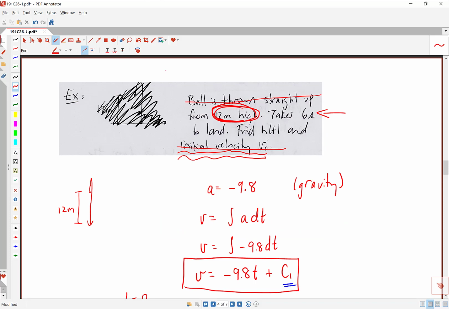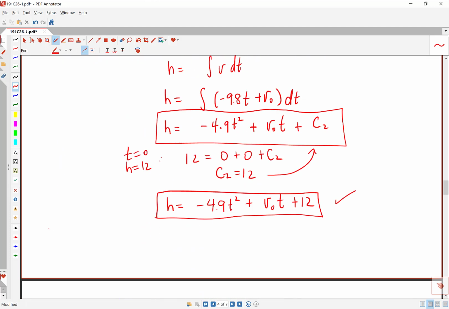So we've used the 12 meters high. It takes 6 seconds to land. So let's see what we can do with that. At the moment that the ball lands, the height is 0. So we're saying height is 0 at time 6 seconds. All right, so let's sub that in, and that's in fact going to give us the v0 that we need to finish the problem. So 0 equals negative 4.9 times, subbing in t equals 6, this is going to be 36, plus this will be 6 times v0 plus 12. Okay, sure enough, we've got a little equation that we can solve for v0.